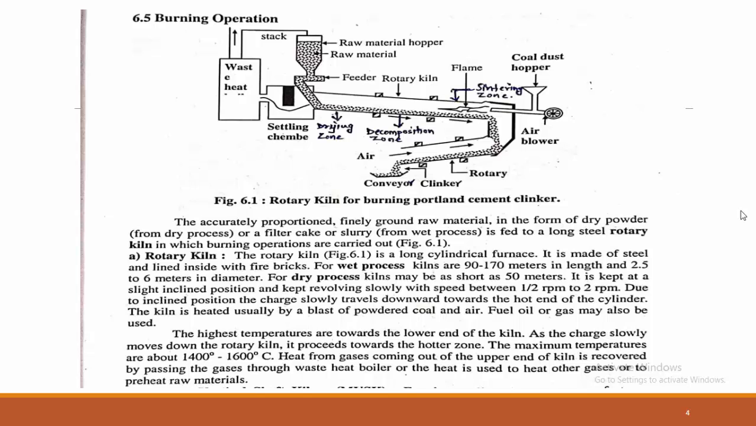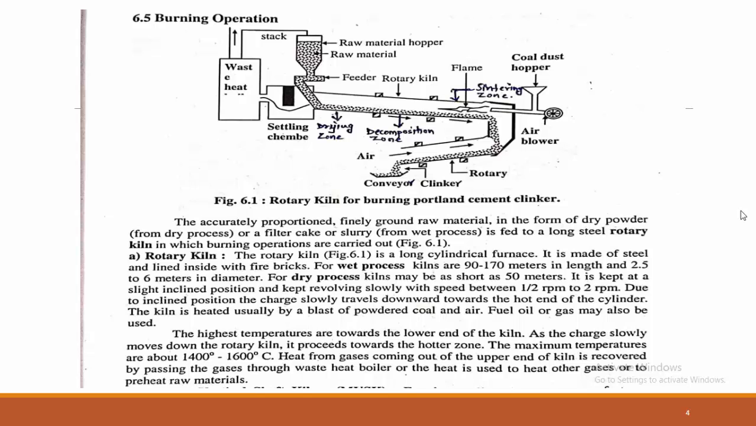For material obtained from the wet process, the kilns are 90 to 170 meters in length and 2.5 to 6 meters in diameter, because the material is slurry, in the wet condition. In the dry process the kiln may be as short as 50 meters long. The diameter is again 2.5 to 6 meters, and the kiln continuously revolves at a speed of half to 2 rotations per minute. That means the whole cylinder is continuously rotating at half to 2 rotations per minute.